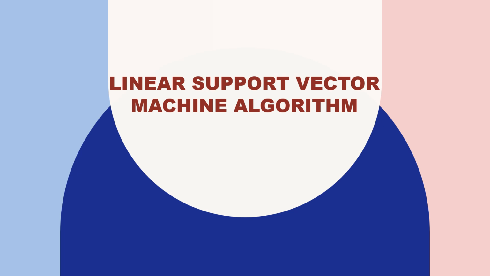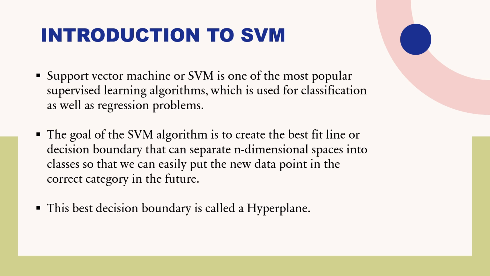My topic is about the linear support vector machine algorithm. First of all, introduction to SVM. Support vector machine, or SVM, is one of the most popular supervised learning algorithms, which is used for classification as well as regression problems, which uses labeled data. The goal of the SVM algorithm is to create the best fit line or decision boundary, that is nothing but the hyperplane that we create here.